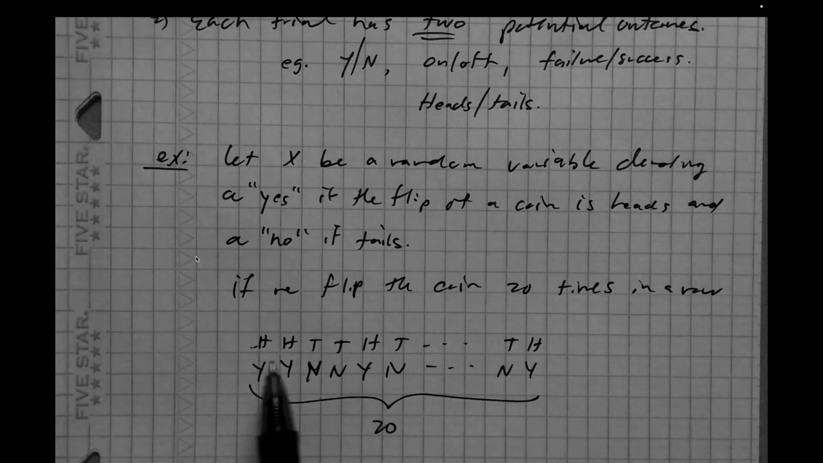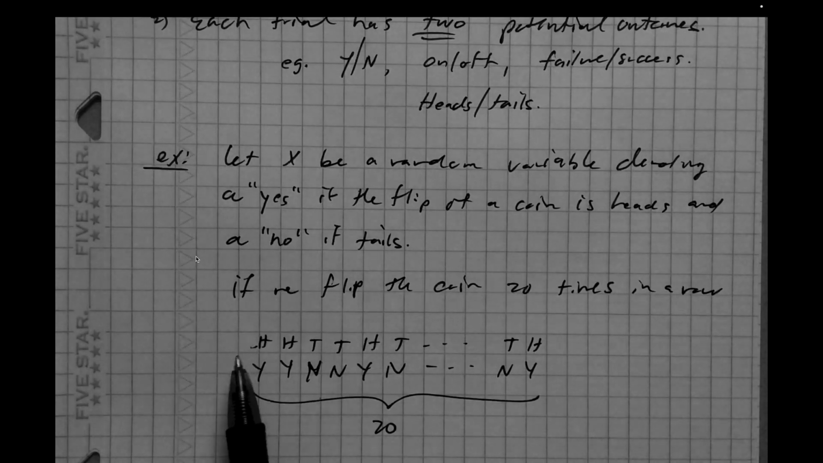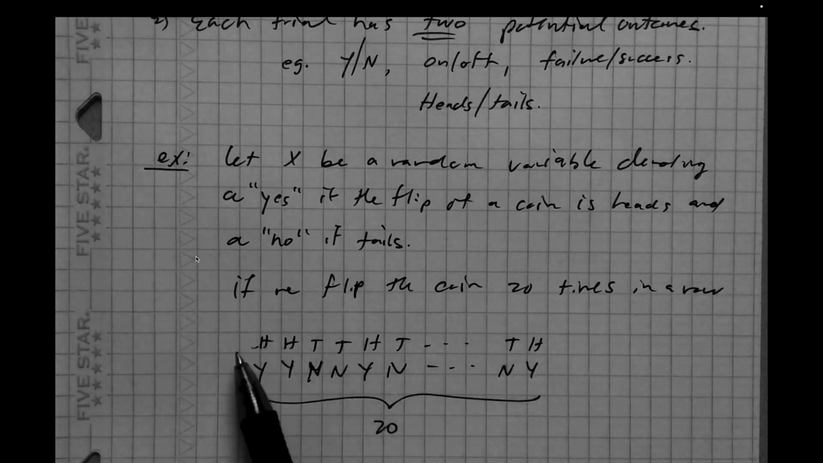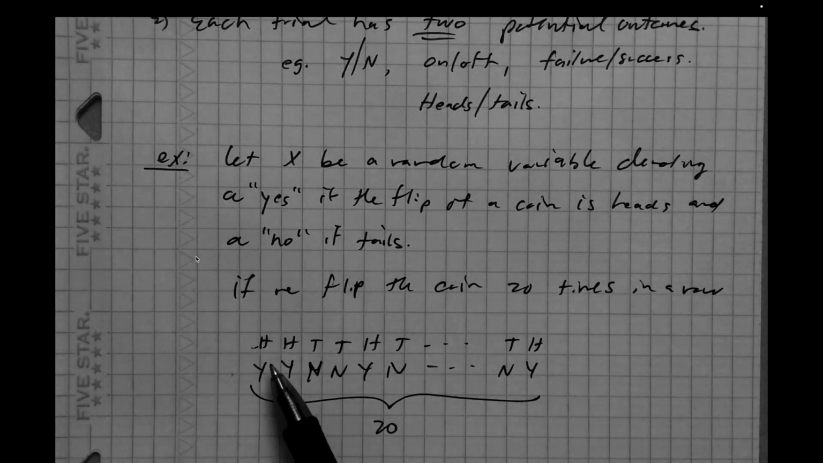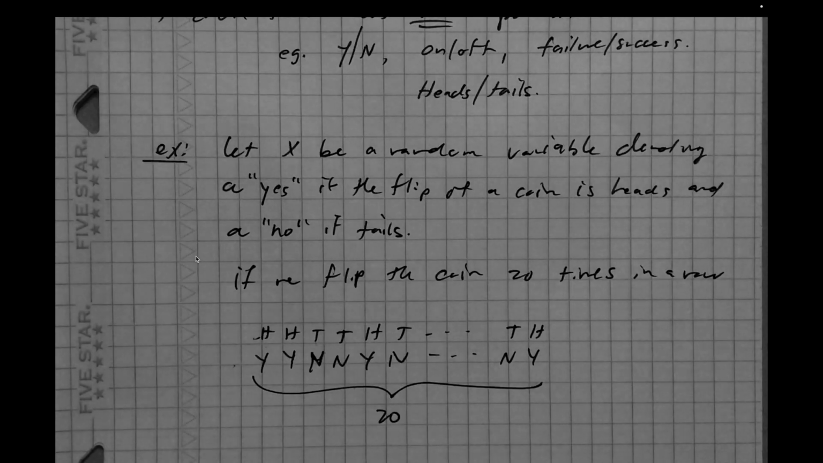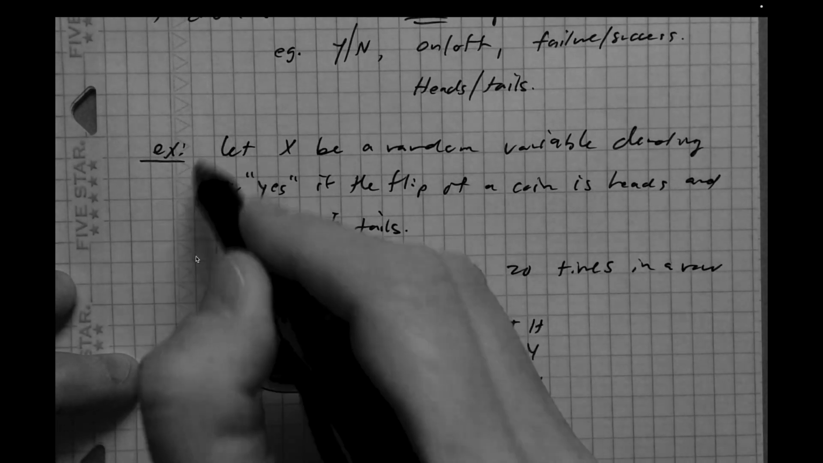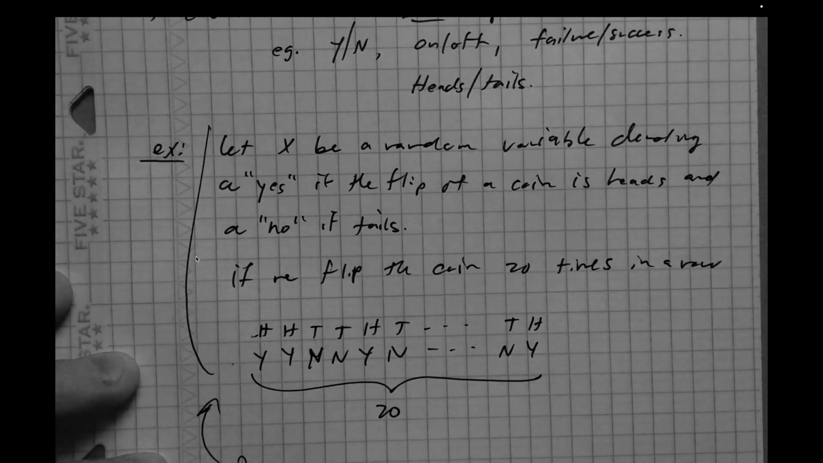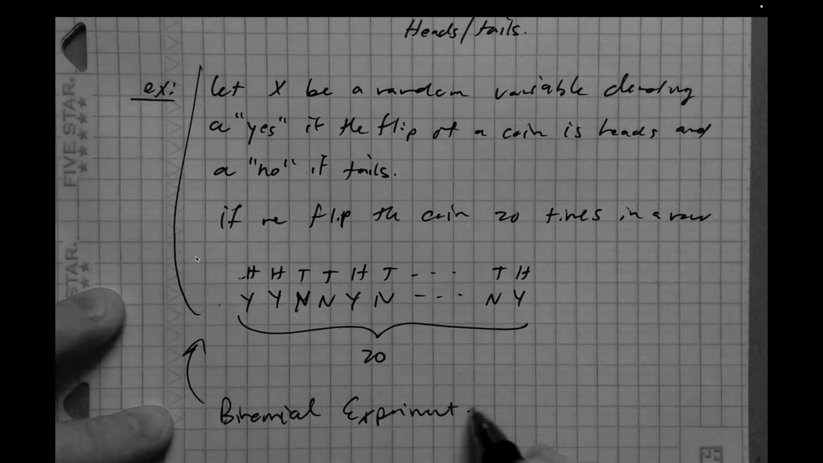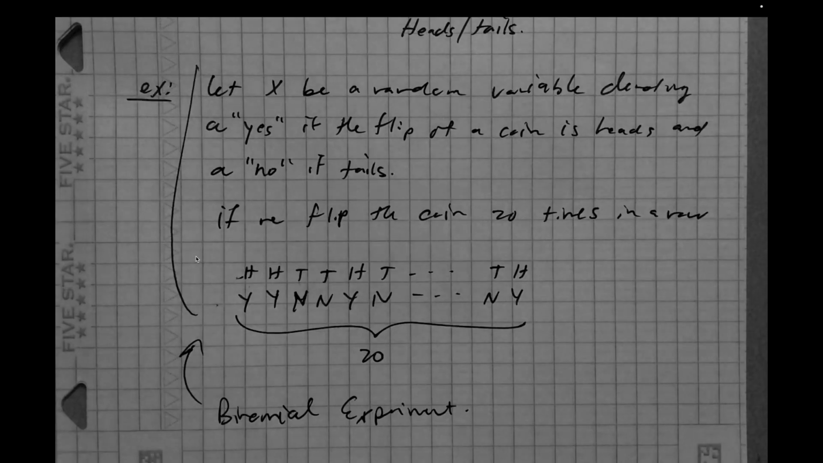Okay, so this is the kind of situation. Think about what we're doing here. We're doing identical and independent trials, right? Each trial is a flip of a coin. We do 20 of them, okay? And each trial has two potential outcomes, either a heads or a tails, a yes or a no, a success or a failure, depending on how you define these things. So this is an example of a binomial situation, or a binomial experiment. Basically doing something over and over again, identical trials, independent, with two potential outcomes.